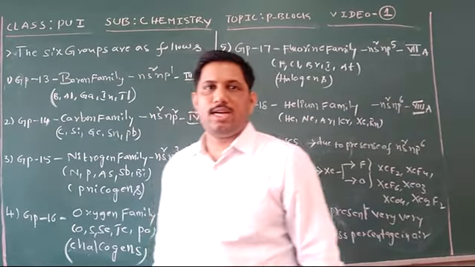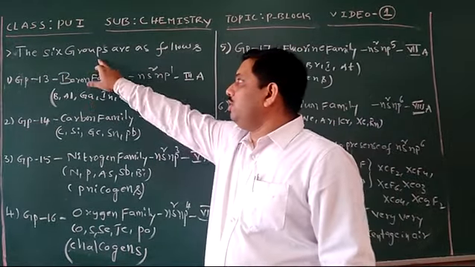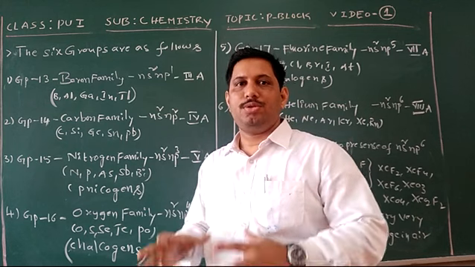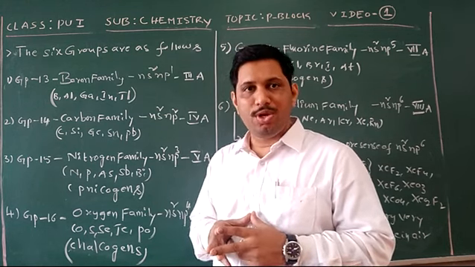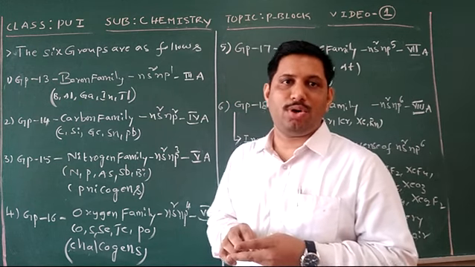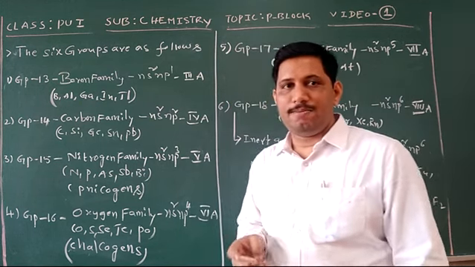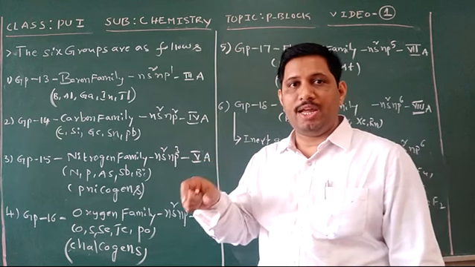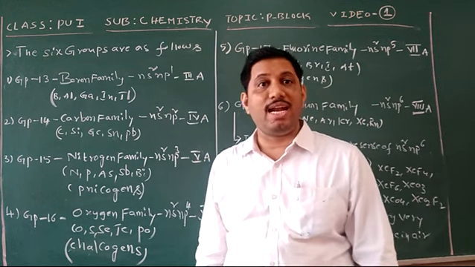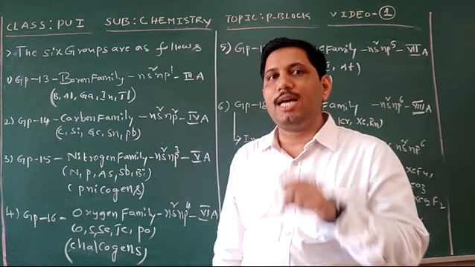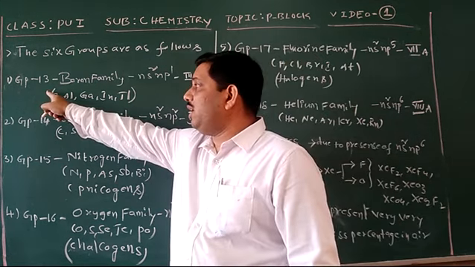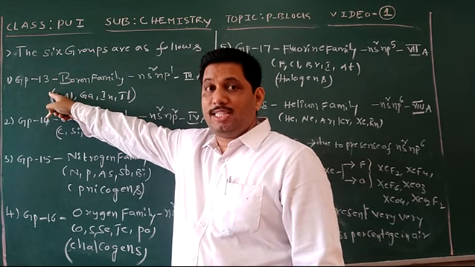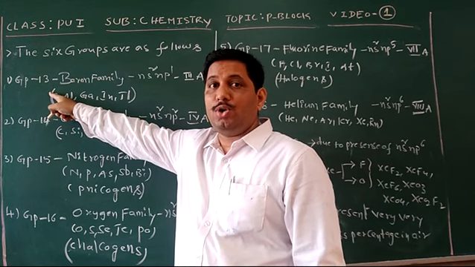Okay students, next continuation. The 6 groups present in the P block are as follows. In this we are discussing group number, group name and general valence shell electronic configuration of a particular group. For example, the P block contains 6 groups. They are group 13 to group 18.